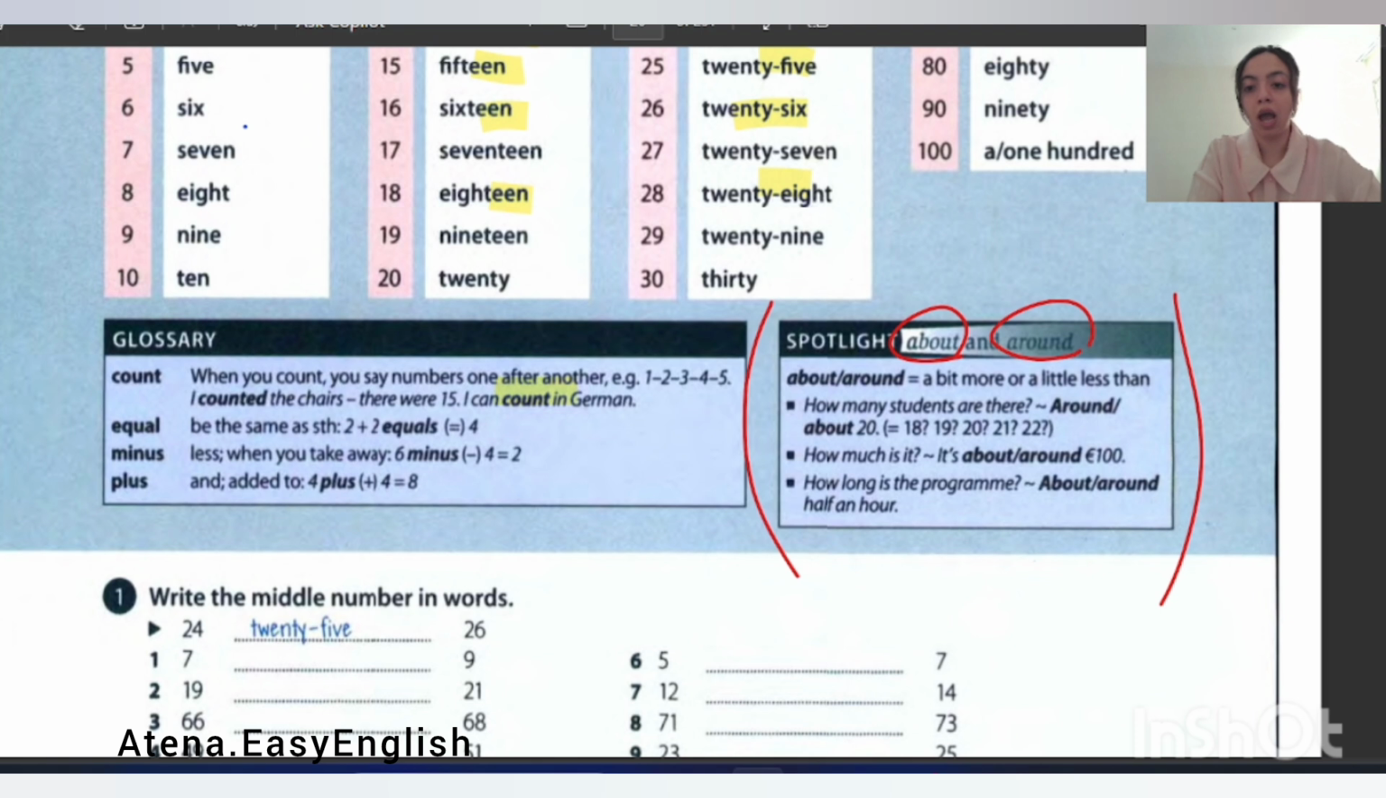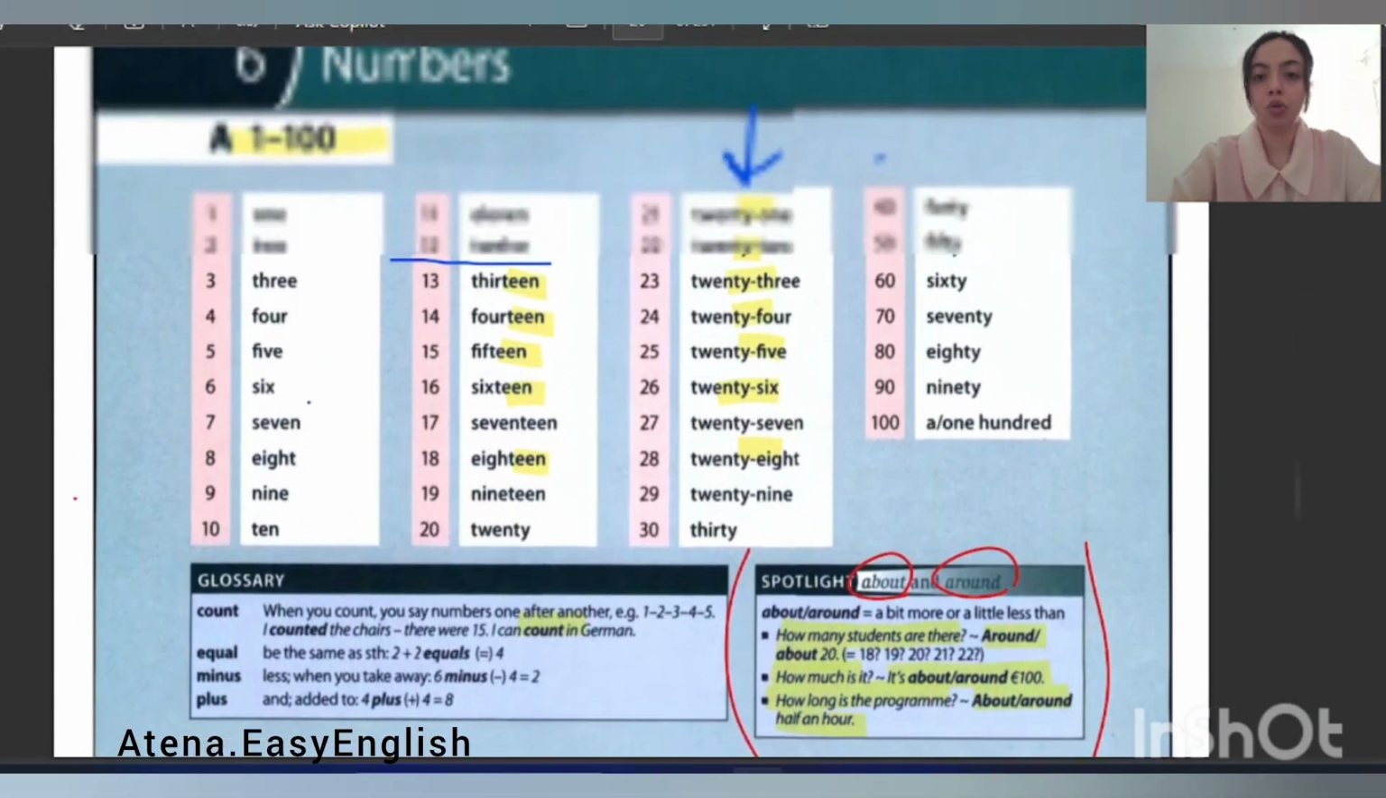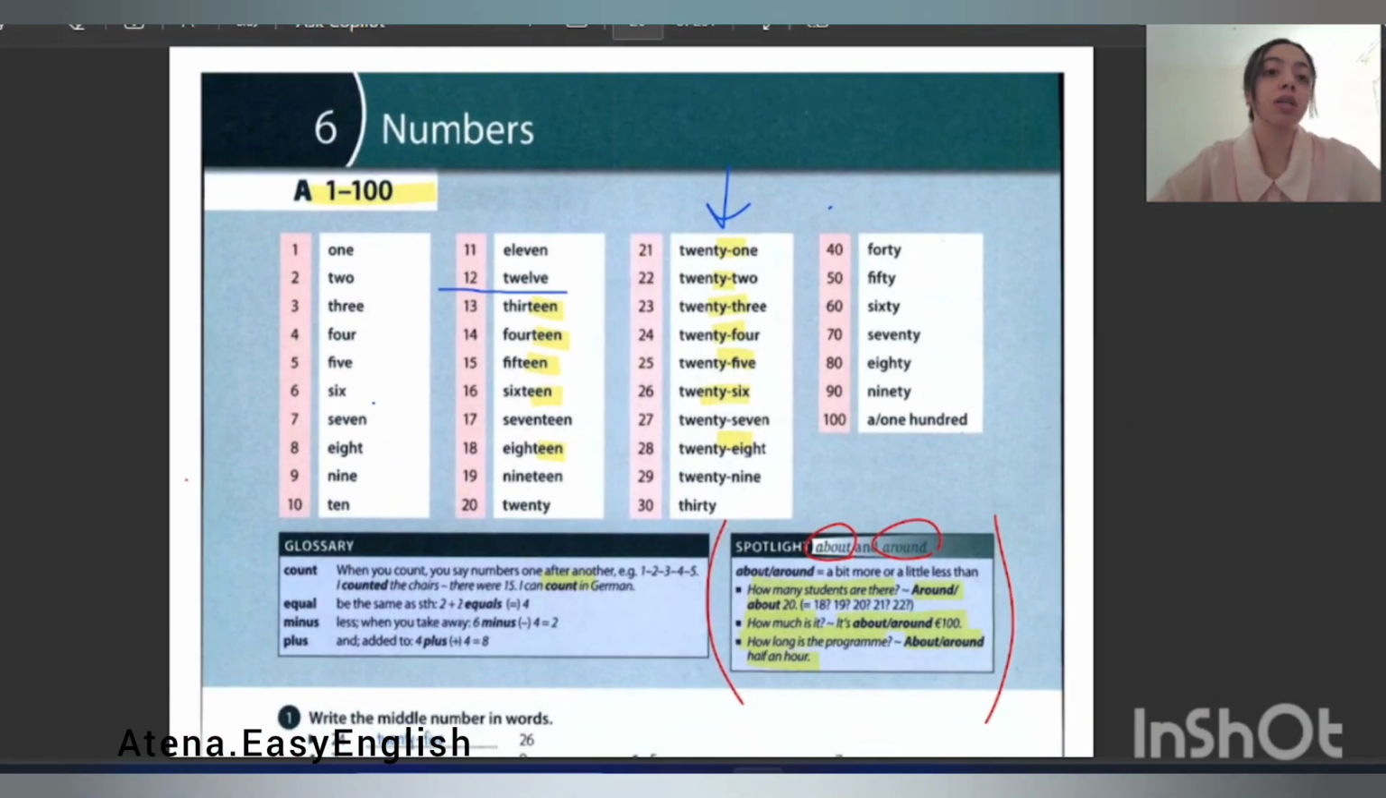Look at here. For example, how many students are there? Around or about 20. How much is it? It's about or it's around $100. It means it's not exactly, maybe more or maybe less. How long is the program? About or around half an hour. Maybe it can be more or a bit less. Great, so this was all you need to know about numbers in English.